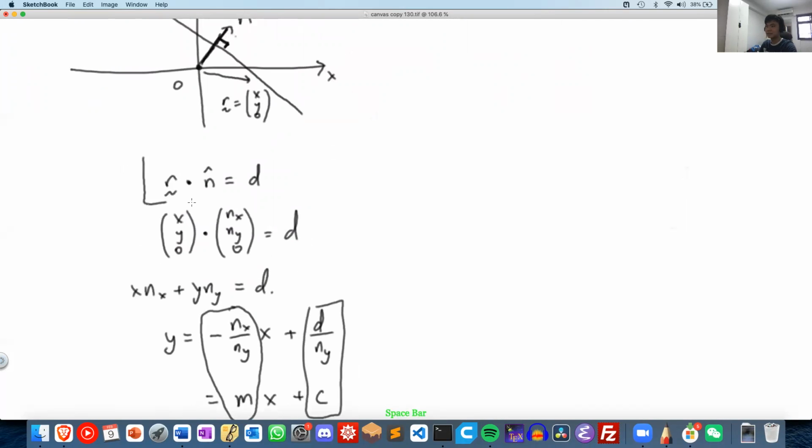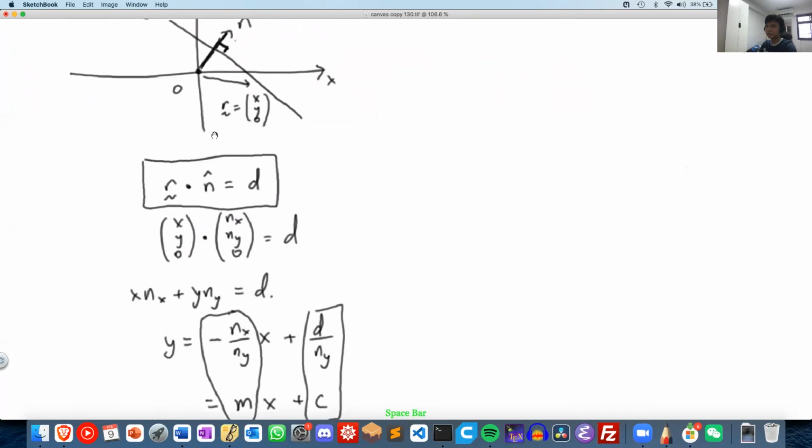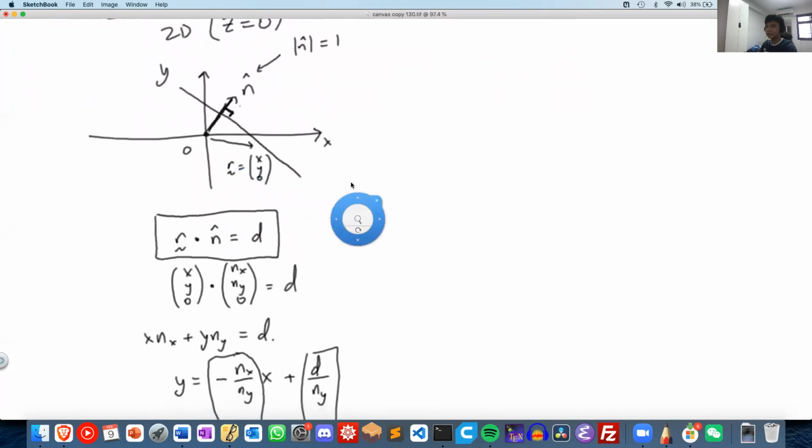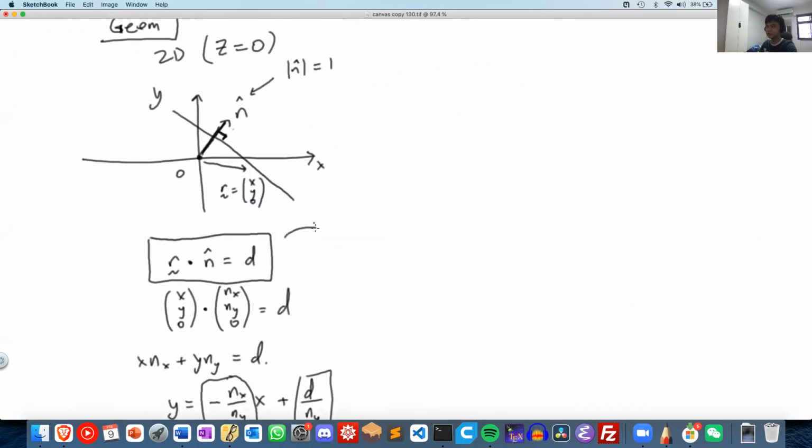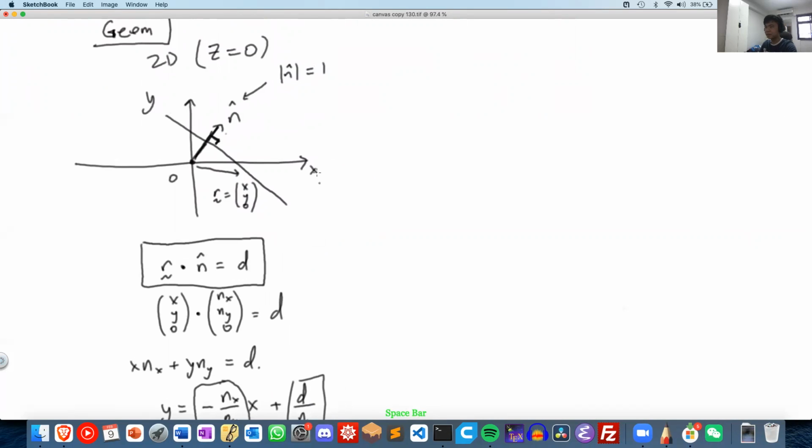So why do I write it like that? Why do I go through the hassle of writing it like that in 2 dimensions? It's because this easily carries over to the 3rd dimension, where instead of having a line, we have a plane. Another thing I want to mention is that because n is a unit vector, d is actually the shortest distance from the origin to the line L.